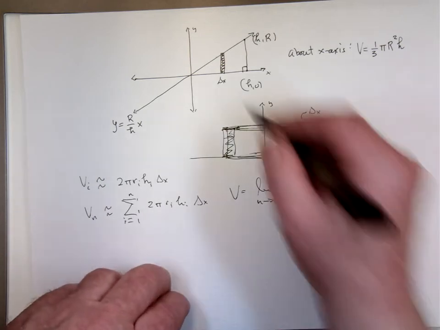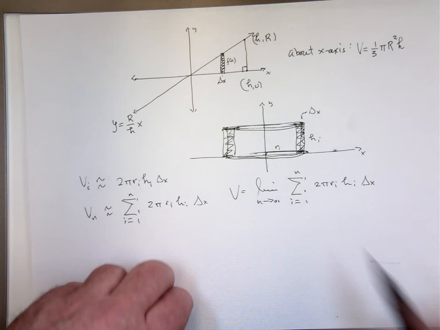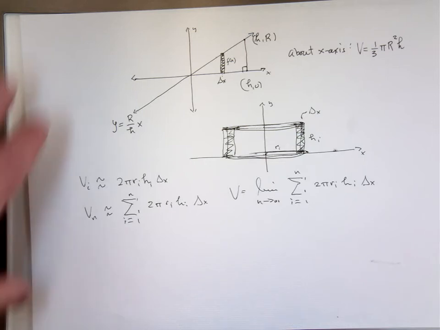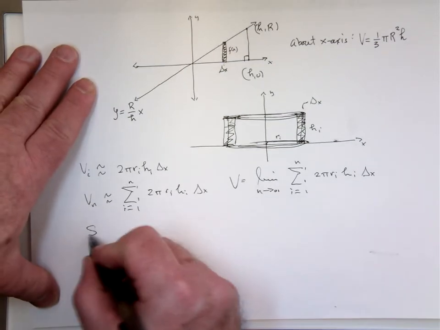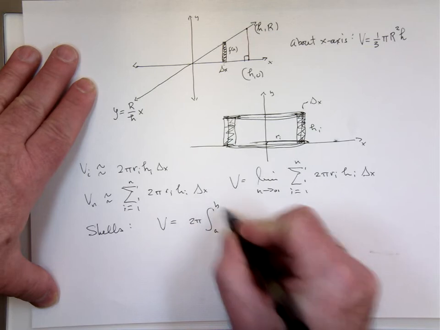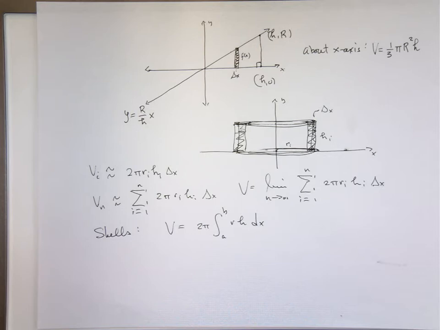And what's this r? What's the distance from the y-axis equal to? X. That's what an x-coordinate is. It's a distance from the y-axis. So here's what we have. I think what your best bet is for shells. This is called cylindrical shells. The volume is equal to 2 pi integral from a to b of r h dx. I think that's the best way to remember this. 2 pi r h is the area of the rectangular strip. The delta x is the thickness, giving us the volume.